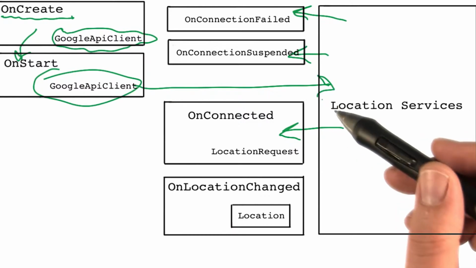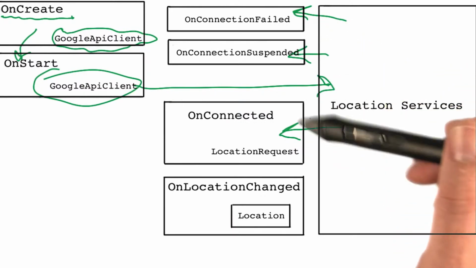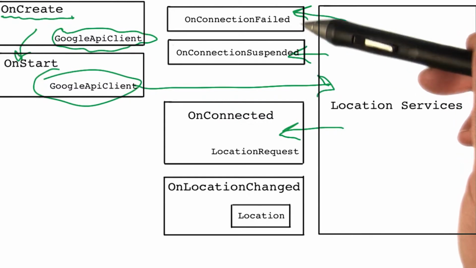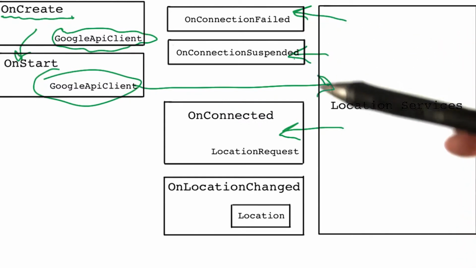So be sure at the very least to put a logging line in the ones that you don't want to write detailed code for yet. For example, the onConnectionFailed and the onConnectionSuspended.